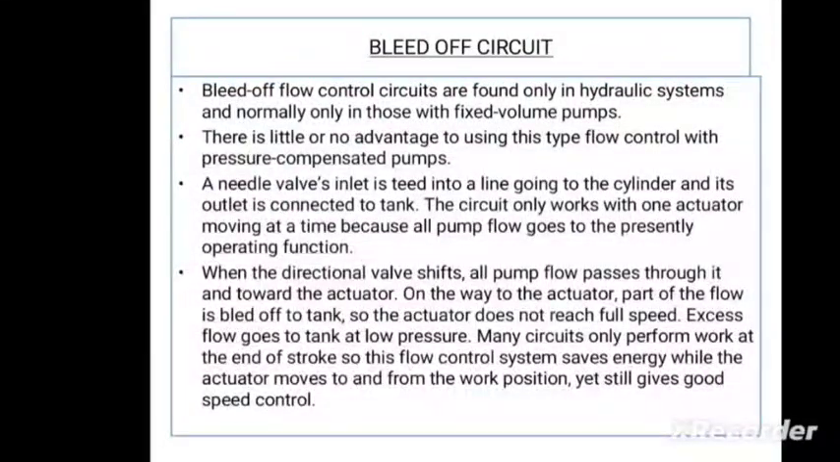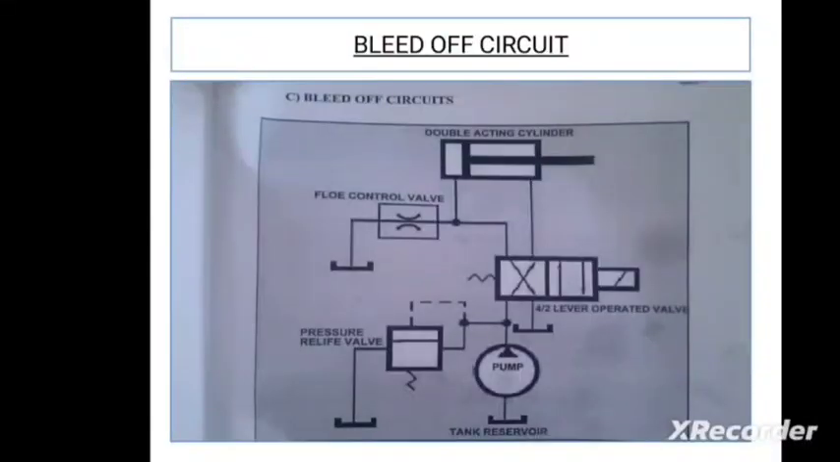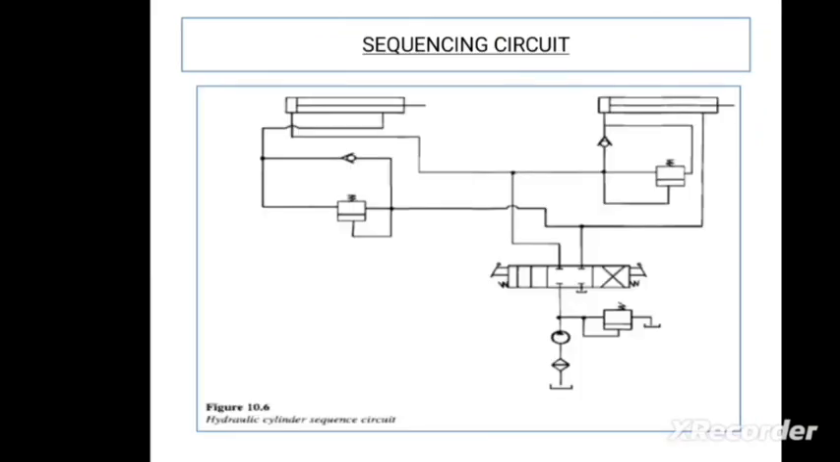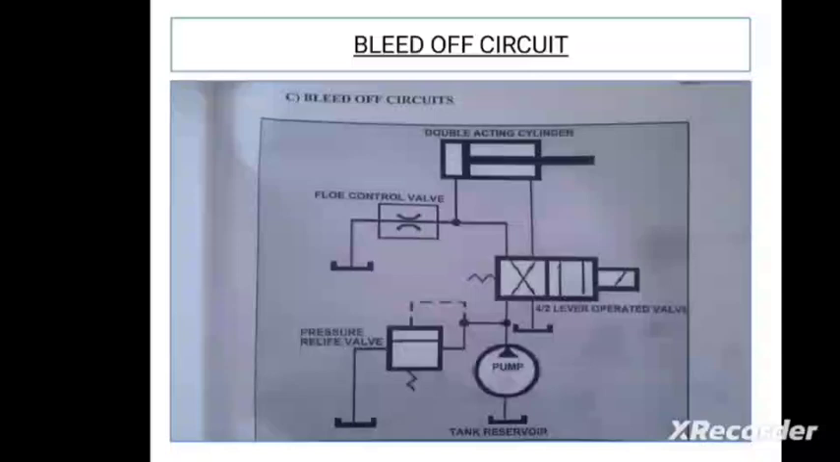Many circuits only perform work at the end of the stroke. So this flow control system saves energy while the actuator moves to and from the workpiece, yet still gives good speed control. This is the schematic representation of a bleed off circuit. The other name for a bleed off circuit is bypass circuit. Here the flow control valve is separately placed in a bleed off circuit.